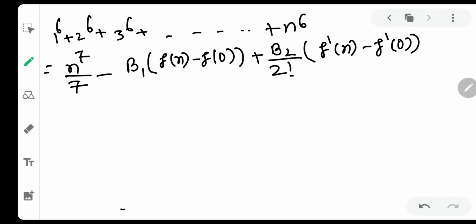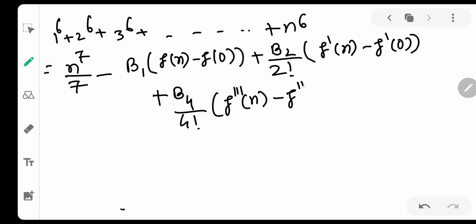Now you all know that b3 is 0, so we will not write down the b3 term. I will directly write down the b4 term. b4 by 4 factorial is f triple dash n minus f triple dash 0. I will not write down the b5 term because b5 was 0. So what will I do? I will write down the b6 term.